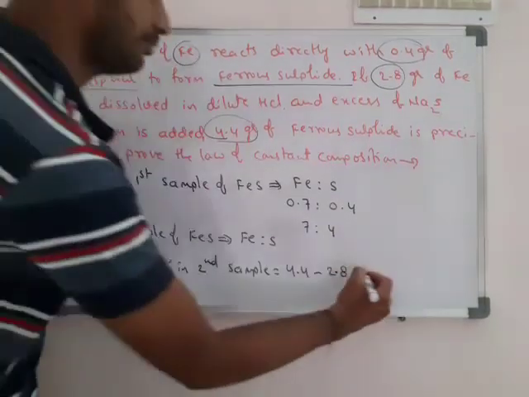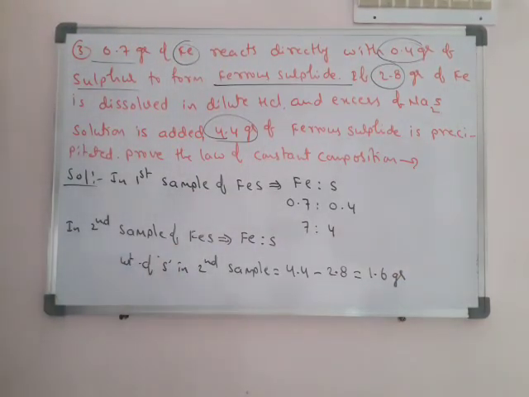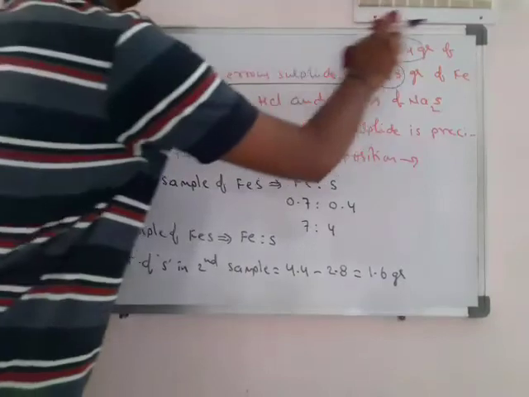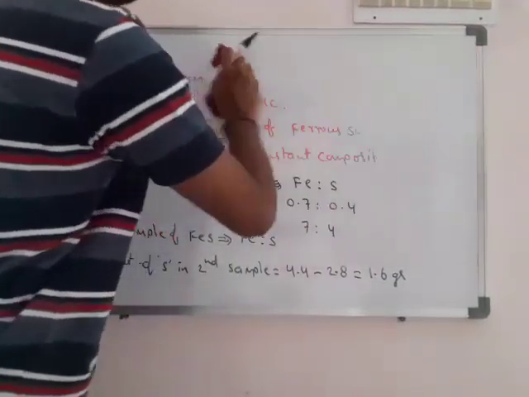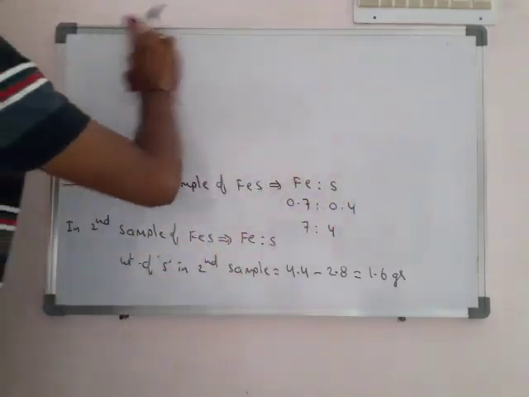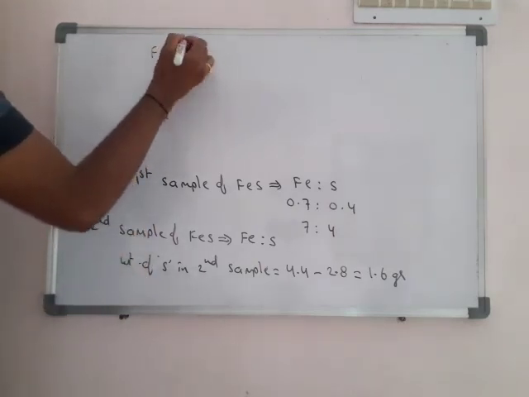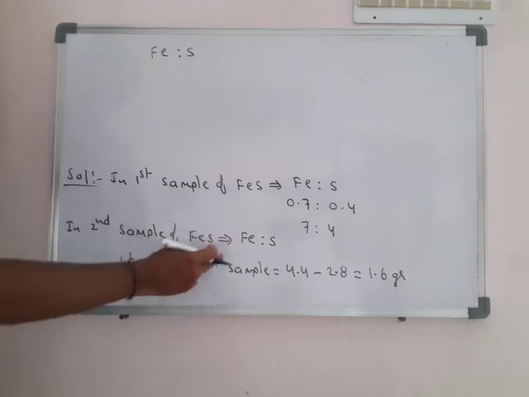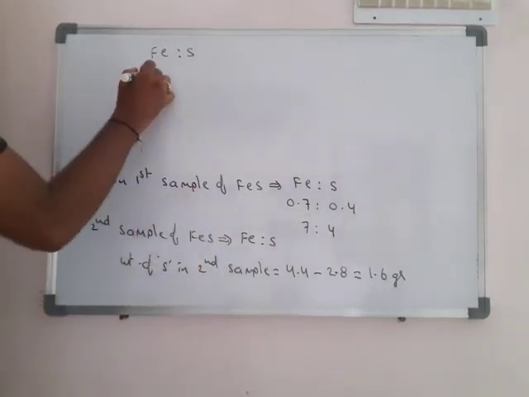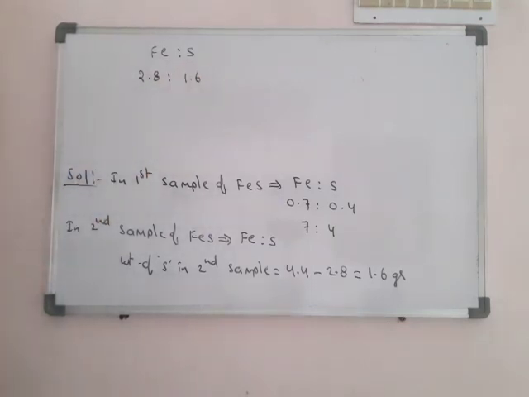1.6 grams. Now take the ratio of iron and sulfur in the second compound. The second compound means the same compound, it is a second sample. So in the second sample of iron sulfide, iron is given as 2.8. What is the sulfur? That is 1.6. So here also, dividing by 0.4, there is also 7:4.